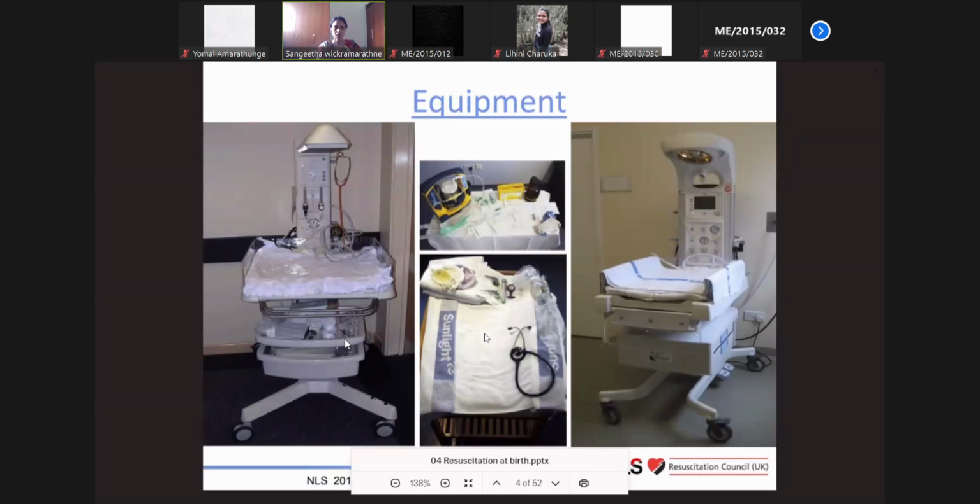So you see here, the radiant warmer, you can switch it off, on, and also there is this oxygen and air supply. So this is a new kind of warmer with the oxygen blender here. And the stethoscope you can see there, and the dry towels. So for the prevention of hypothermia, dry, clean towels are there. And the sucker machine is here, so you must have checked it before.